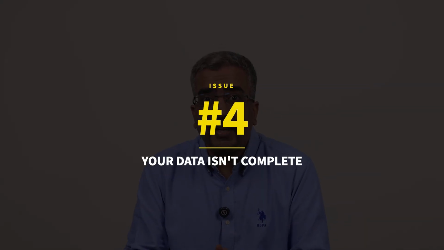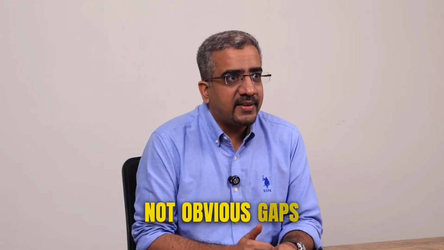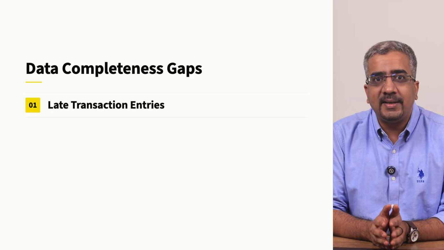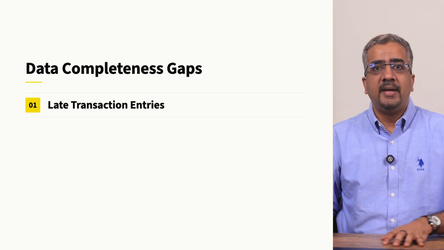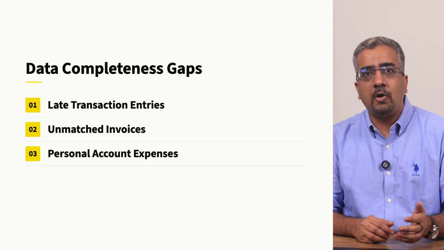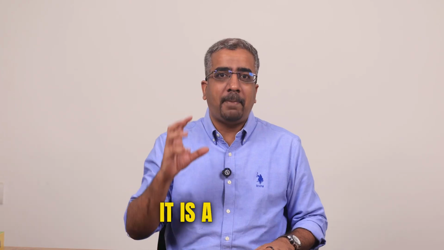Problem number 3, your data isn't complete. Here's the third problem, and this is the quietest one. Your data has gaps. Not obvious gaps, not missing months or blank columns, but subtle gaps. Transactions that got entered late, after the month that was already closed. Invoices that were raised but never matched to payments. Expenses that were paid from a personal account but never made it to the books. Revenue that was recognized in the wrong period because the accountant wasn't sure when to book it. Each one of these is a small gap, but together they mean that your data is not a complete picture of your business. It is a partial picture.